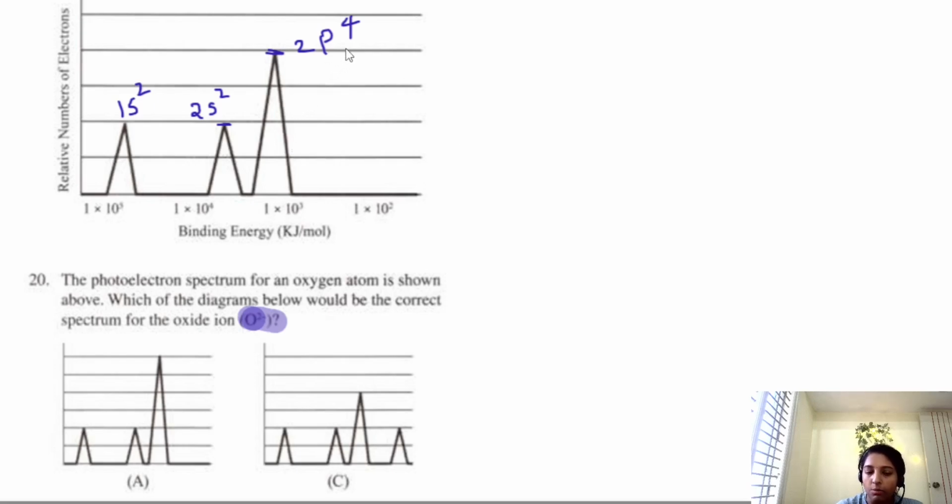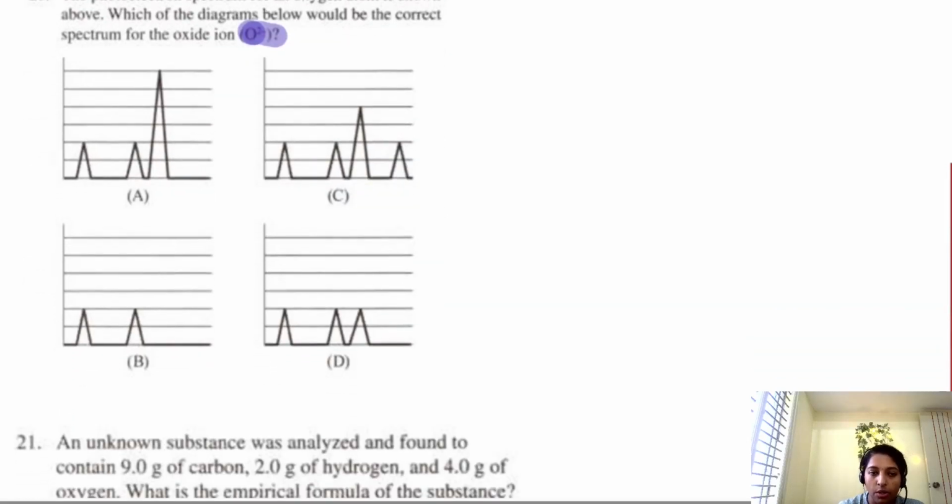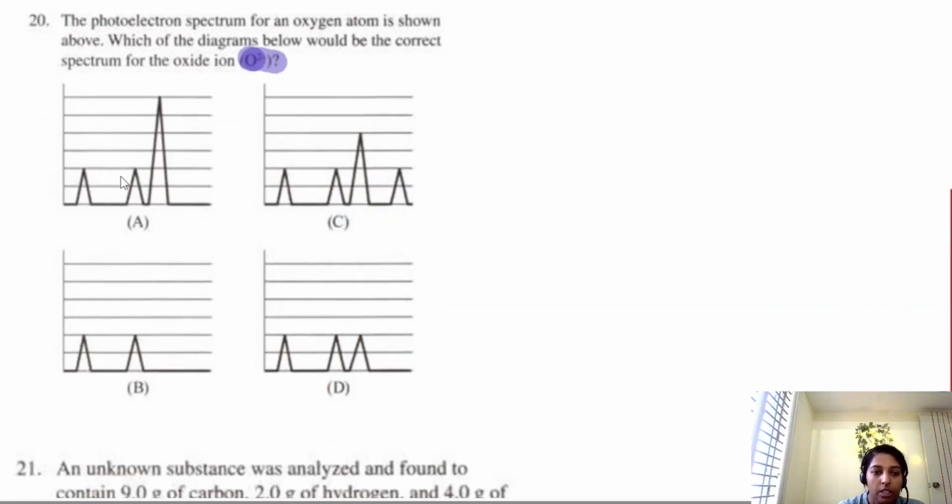Definitely, 2p can accommodate a maximum of 6 electrons. So what may be the diagram? The first one, isn't it? This is 1s2, this is 2s2, and this is 2p6.